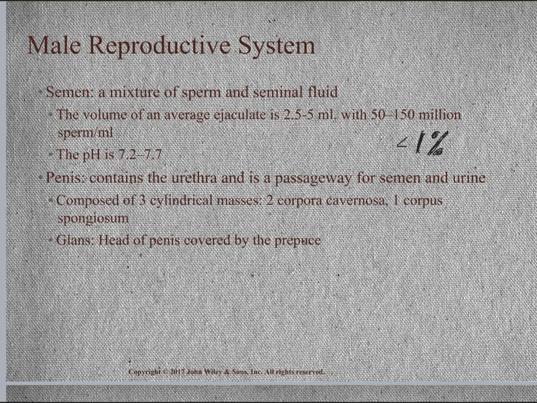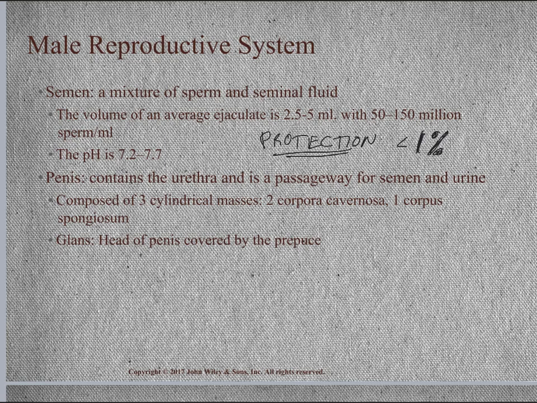That means that 99% of what comes out of the penis is there for nourishing the sperm, and more importantly, to put it in big words, protection. We are protecting the sperm from the hostile environment of the vagina. The pH is going to be about 7.2 to 7.7, more on the basic side to help neutralize the vagina.